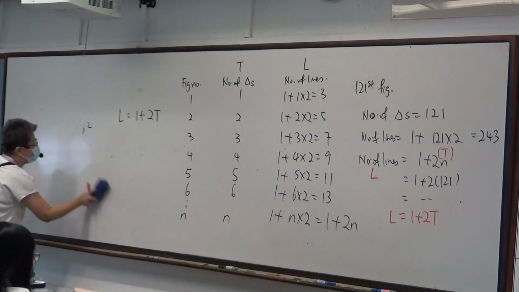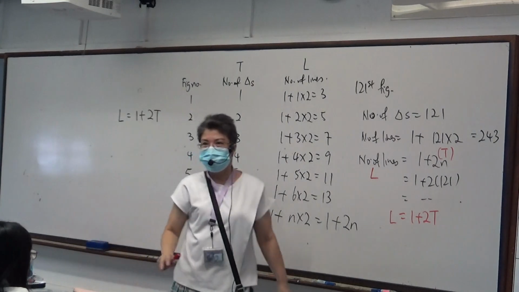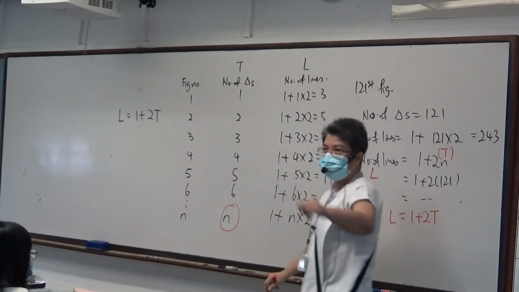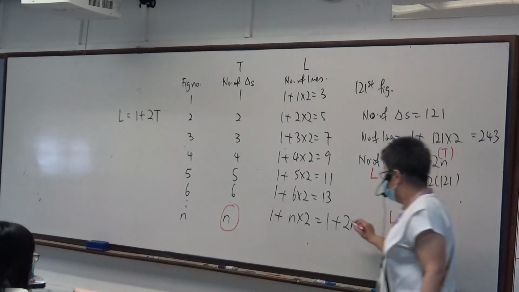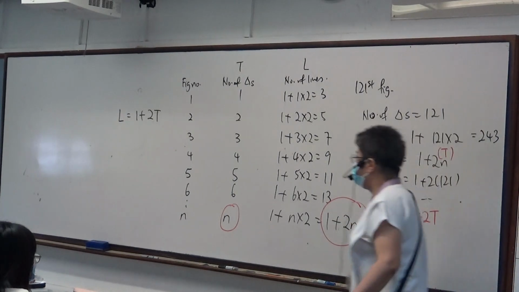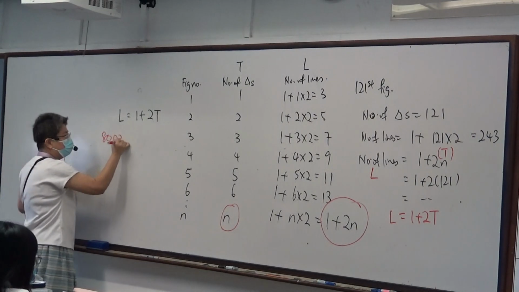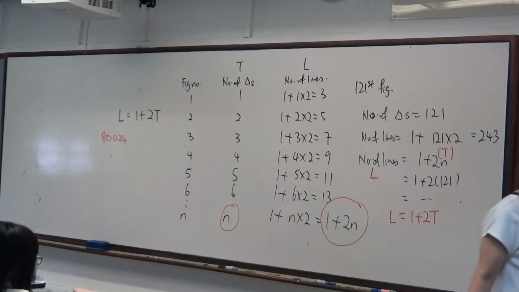I want you to look at this particular formula. Do you agree that the number of triangles must be a whole number, and it must be a positive whole number? Then this formula will give me the number of lines, right? Now the question says the number of lines is 80024, right?